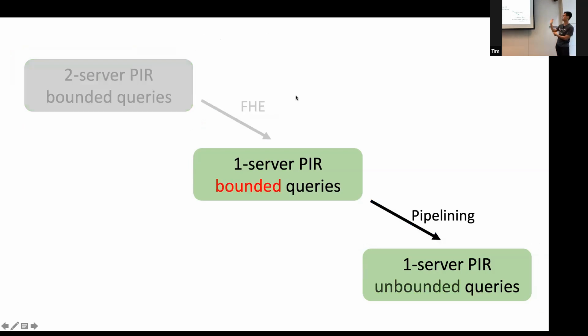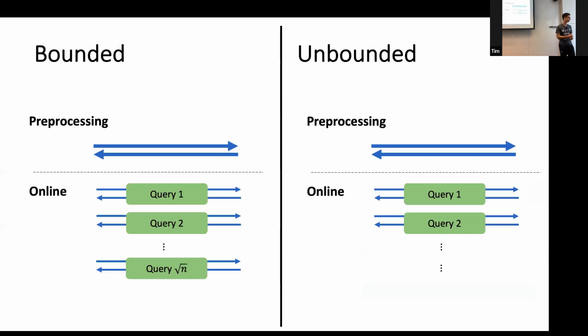All right, so the first transformation is, how can we get a PIR scheme that can support unbounded queries during the online phase from a bounded scheme? And the technique here is pipelining. In the bounded model, basically the client runs some preprocessing with the server. And in the online phase, the client can only query, for example, let's say up to square root n queries, so it's bounded. And in the unbounded model, the client runs the preprocessing phase once, and it can make an unbounded number of queries.